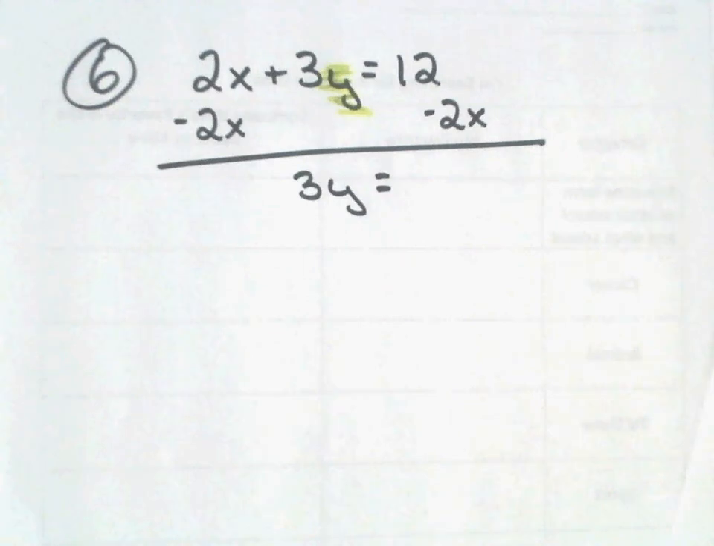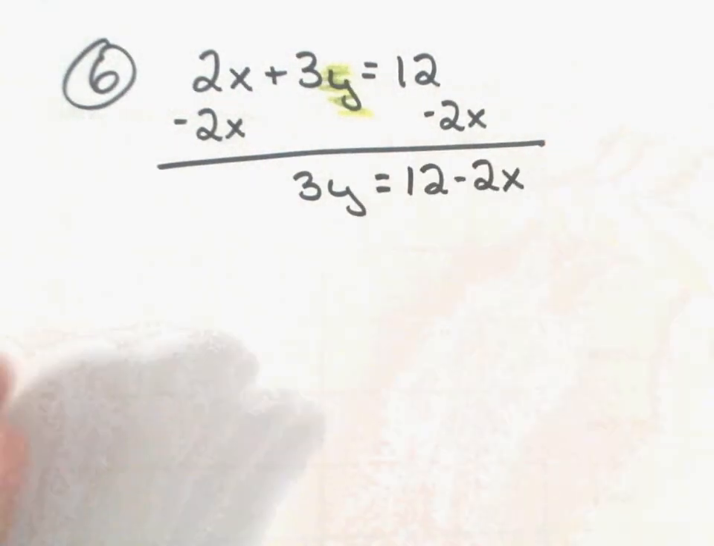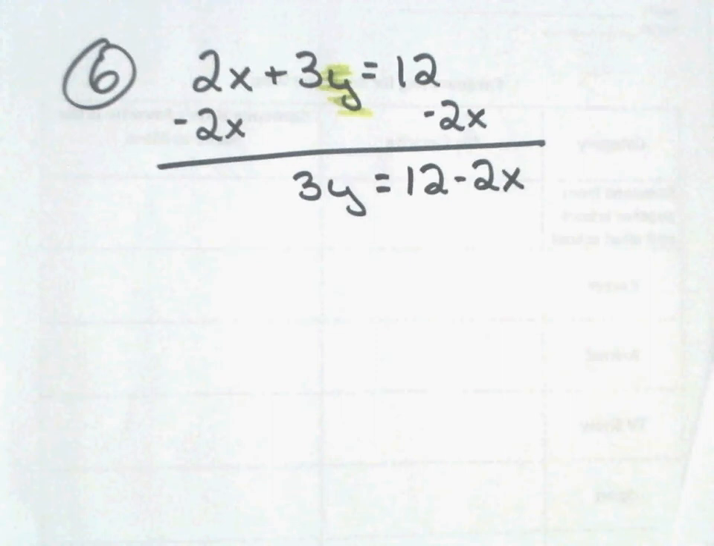So now here's my question. Do I do 12 minus 2x and get 10x here? No, because these are not like terms. So we are going to have just 12 minus 2x.